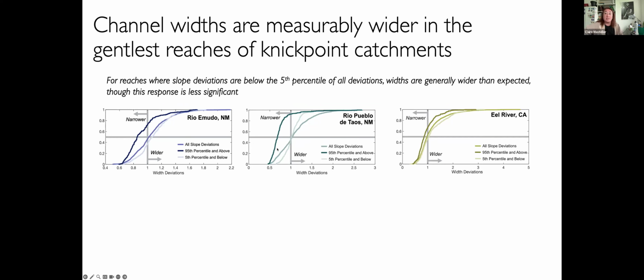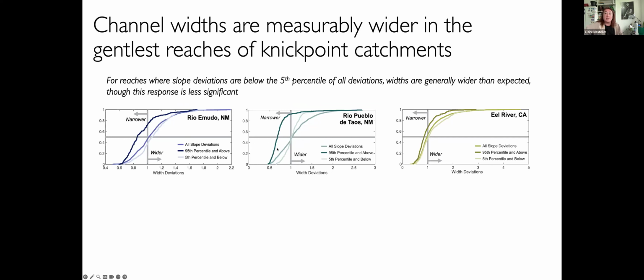So the question here is, what's the deal? And so this is what we're currently trying to figure out. So always open to ideas. But some of the ideas we have is that maybe there's a critical magnitude of slope deviation that we require to drive a measurable response in channel width.